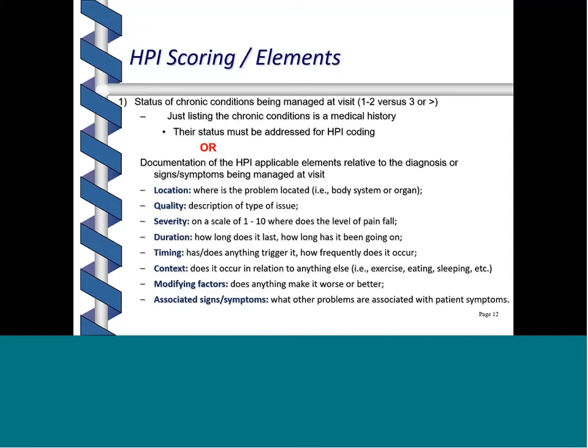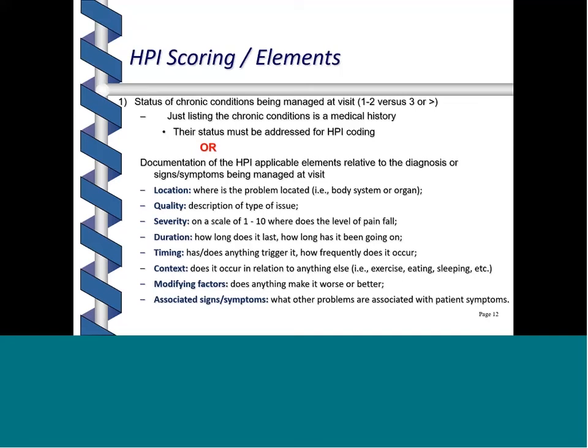These are actually what you've traditionally been used to seeing in your EMR: location, quality, severity, duration. But I do want you to know, for the purposes of scoring your HPI, if you give the status of the chronic conditions you're managing today, you can put these elements in as additional detail, but they're not necessary for the scoring of the service for that history element. If I'm not making myself clear on that, make sure you ask me some questions.